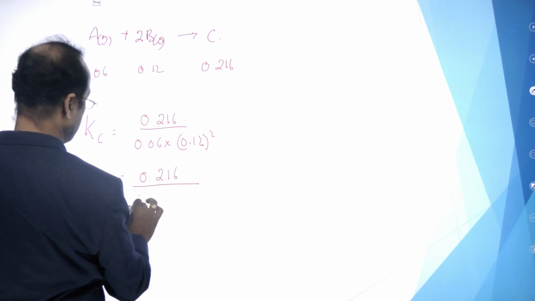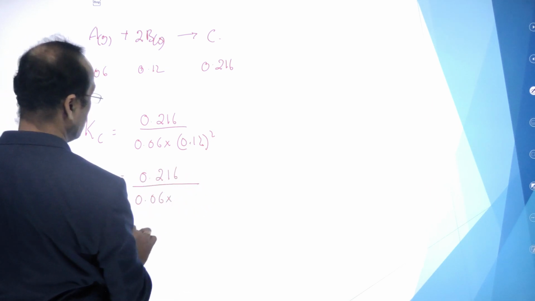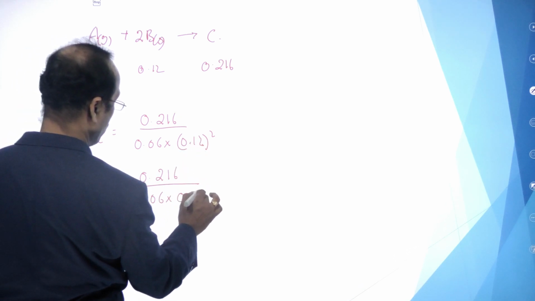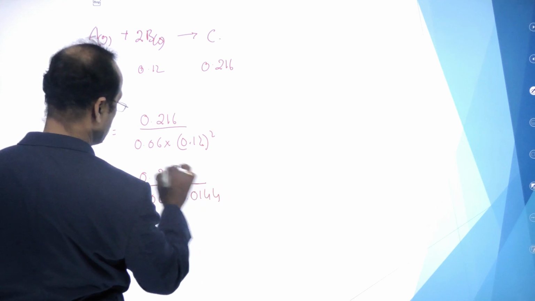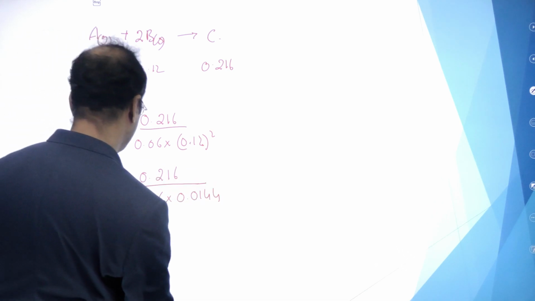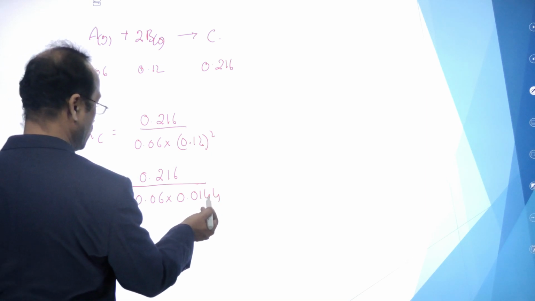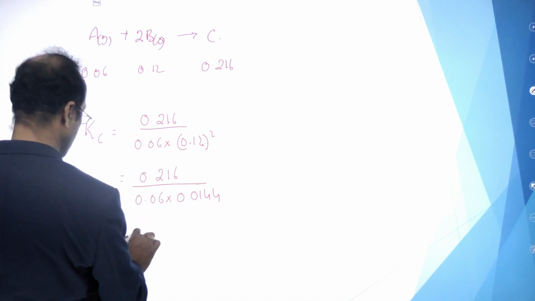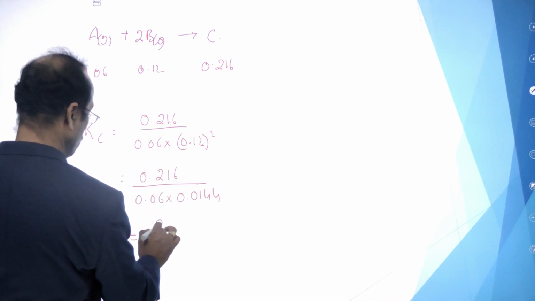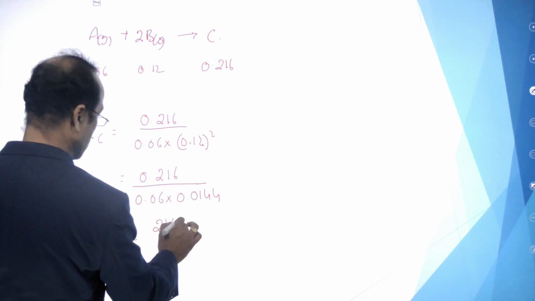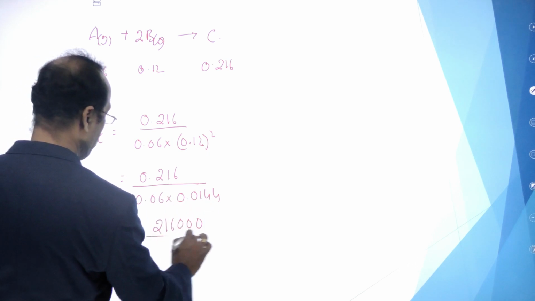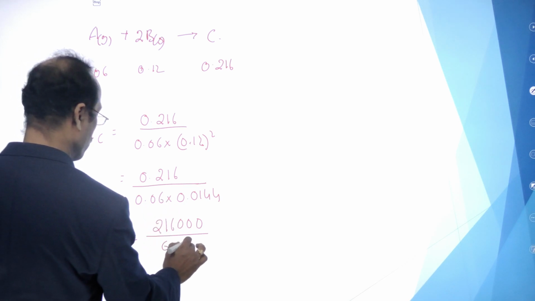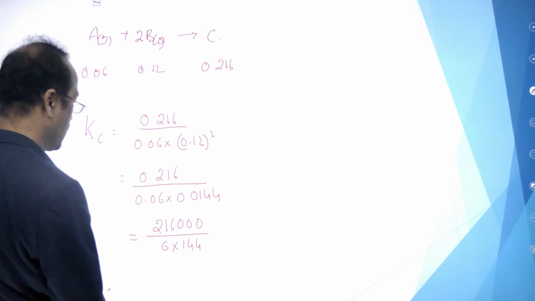So this becomes 0.216 by 0.06 into 12 12s are 144, that is 0.0144. You'll get this one, students. So in the total denominator, how many digits are there after the point? 1, 2, 3, 4, 5, 6 digits are there. And in the numerator, 2, 1, 6. So in total 6 digits are there, so I'll keep 3 zeros, and the others I'll write directly, 6 into 144.